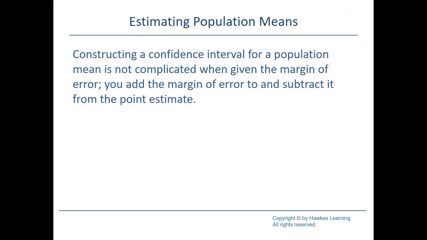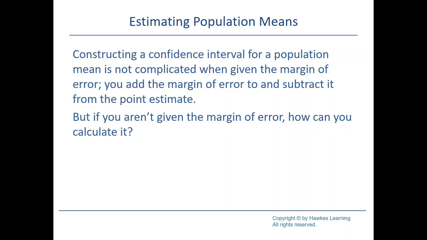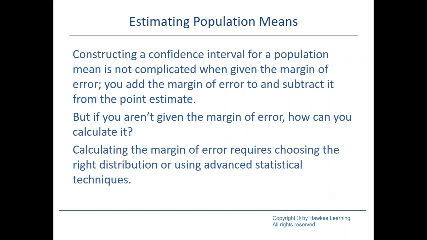Now, constructing a confidence interval for a population mean is not complicated when you're actually given the margin of error. All you have to do is add the margin of error to and subtract it from the point estimator. But what if you aren't given the margin of error? How can we actually calculate it?